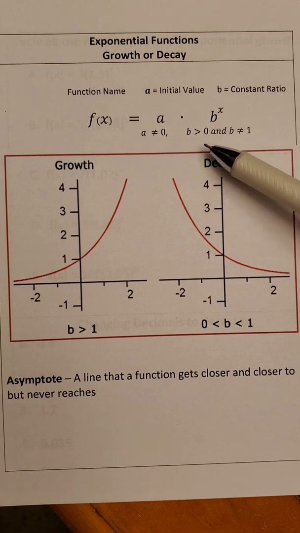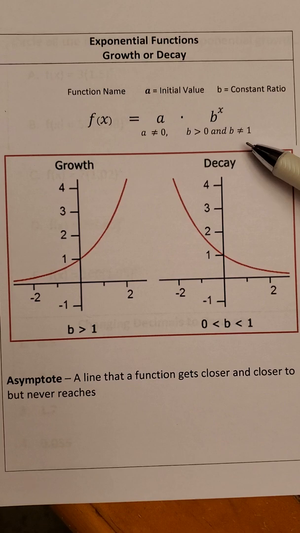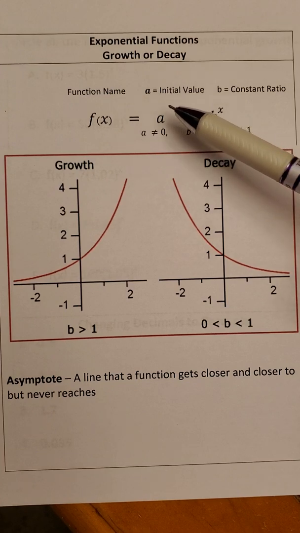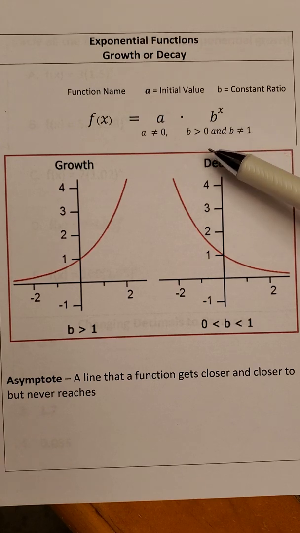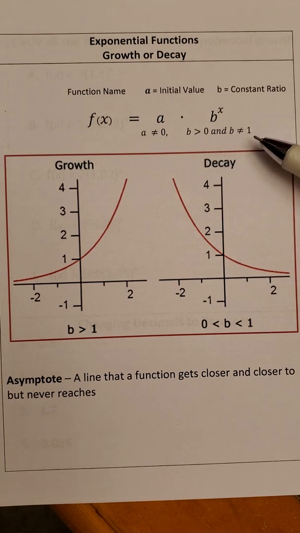B has some limitations. It has to be greater than 0. It cannot be negative, and it can never be 1. Why can't it be 1? Because if I have 1 to some power, that always is 1. 1 times 1 times 1 times 1. So this would just be a linear function. It would just be f of x equals a if b was 1. So b has to be greater than 0, and b is not ever equal to 1.